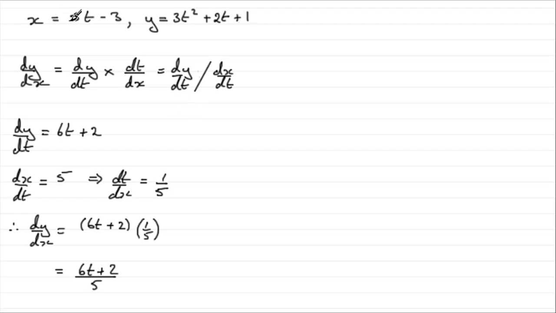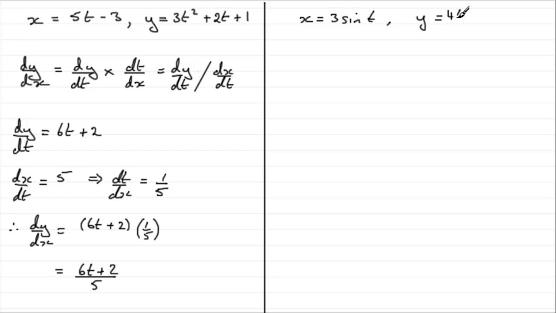Well, you don't have to have just equations in this particular format. You can have trigonometric types, and here's an example. You could have, say, x equals 3 sine t and y equals 4t plus cos t. So if we had to find dy by dx, we'd do much the same kind of thing as we did here. You might even like to pause the video, if you're happy with differentiating trigonometric functions, and have a go.